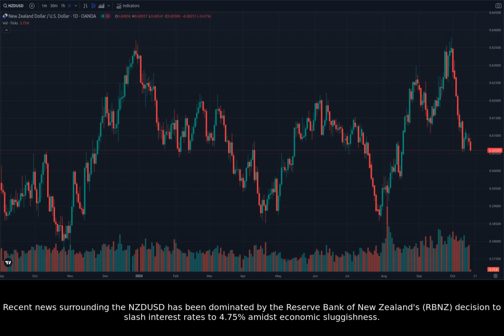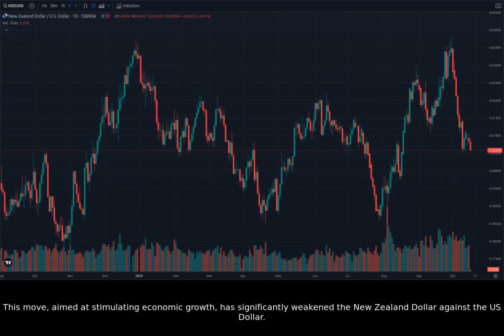Recent news surrounding the NZDUSD has been dominated by the Reserve Bank of New Zealand's RBNZ decision to slash interest rates to 4.75% amidst economic sluggishness. This move, aimed at stimulating economic growth, has significantly weakened the New Zealand dollar against the US dollar. The Kiwi, as it's affectionately nicknamed, has been under pressure, falling below 61 cents and extending its recent decline.